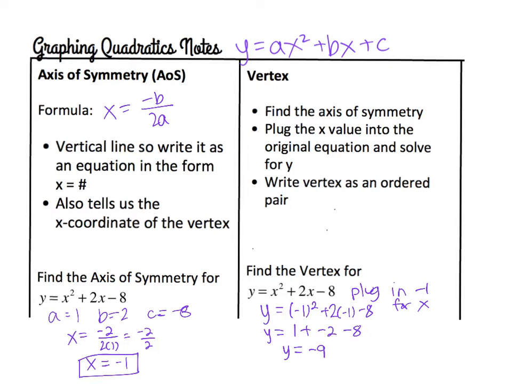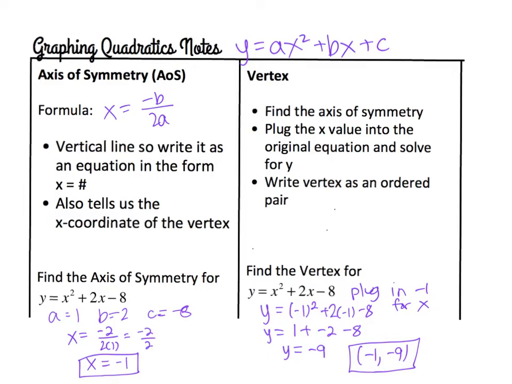And so to write the vertex, I need to write it as an ordered pair. We plugged in a negative 1 for x, so the x value is a negative 1, and the y value is a negative 9. And so that is the vertex. All right. So now we have found these two important parts of the graph. We can use them both to speed up the graphing process.